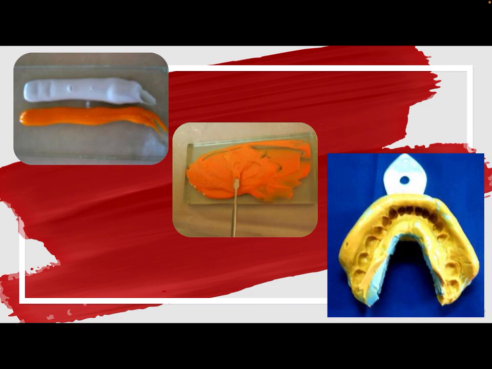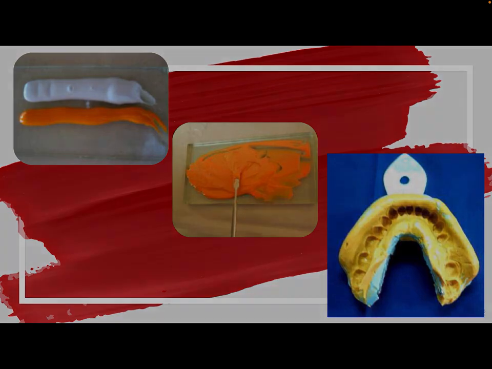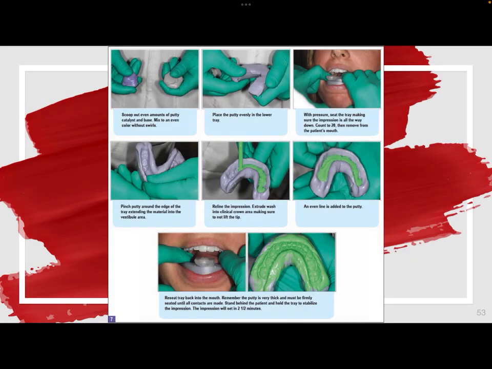Once this putty material sets, it is taken out and the cellophane sheet is peeled off, and then equal amounts of the base and catalyst paste of the light body are dispensed. It is mixed on a glass slab with a spatula, or pre-mix tips are available to mix the material directly from the cartridge. Then the light body is applied onto the areas where the cellophane sheet was, and it is placed in the patient's mouth. Since it has a good flow, it sets.